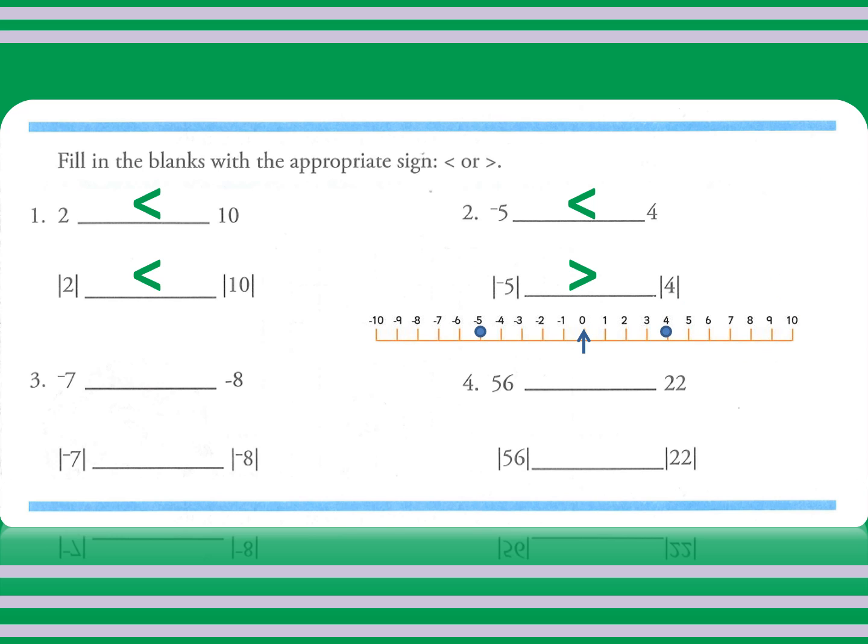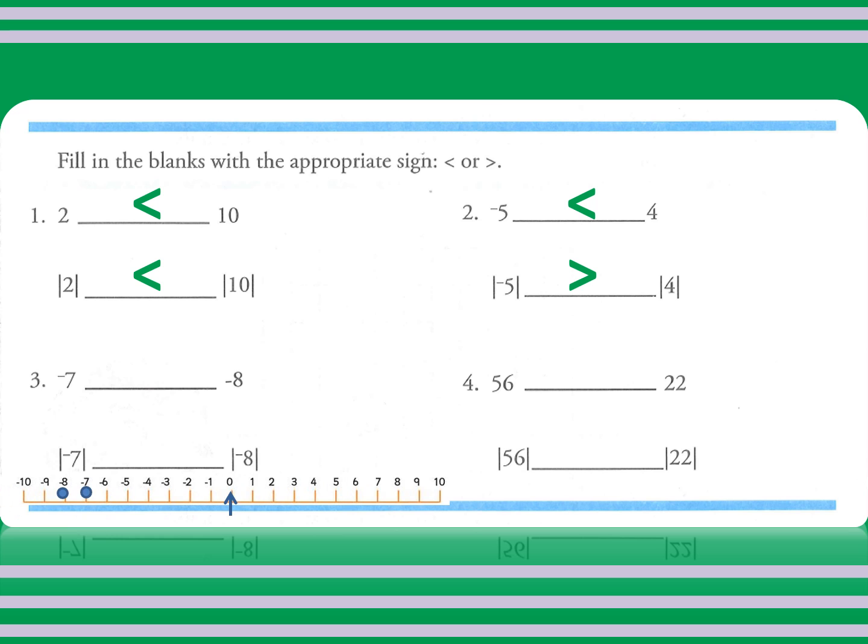Question number 3. We're comparing negative 7 to negative 8. We plot both on the number line. Negative 7 is to the right of negative 8, so it is greater than negative 8.